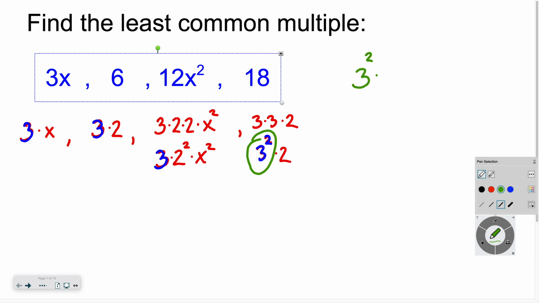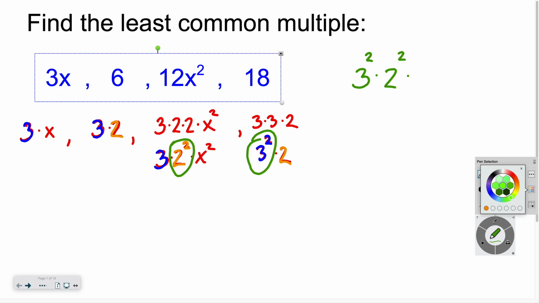And then we look at other things, right? So let's look at the 2's, right? So we have 2 to the first, and then over here we have 2 squared, and then over here we have 2 to the first, right? So 2 squared is the largest power of 2, so that's definitely part of the least common multiple, 2 squared.